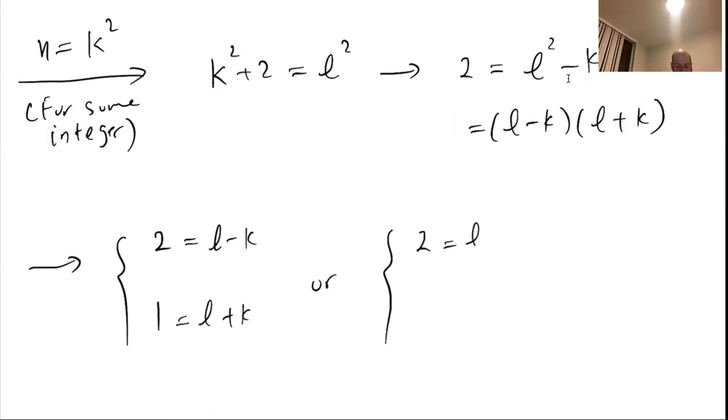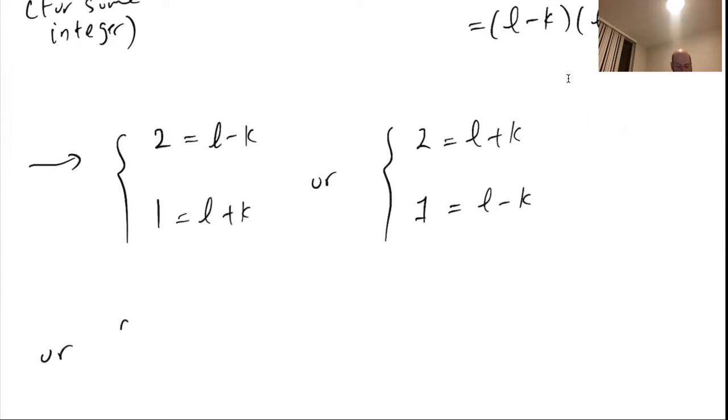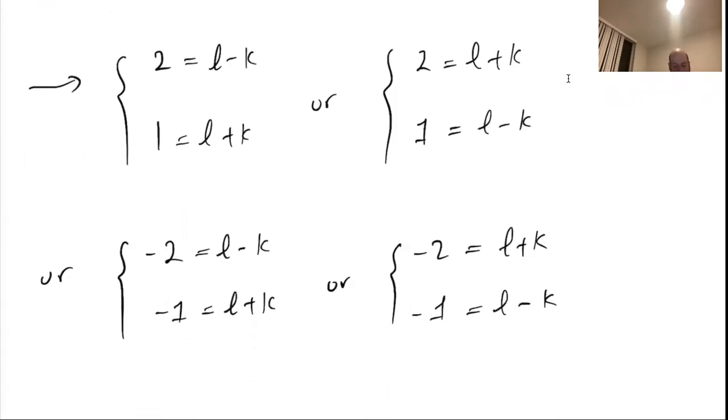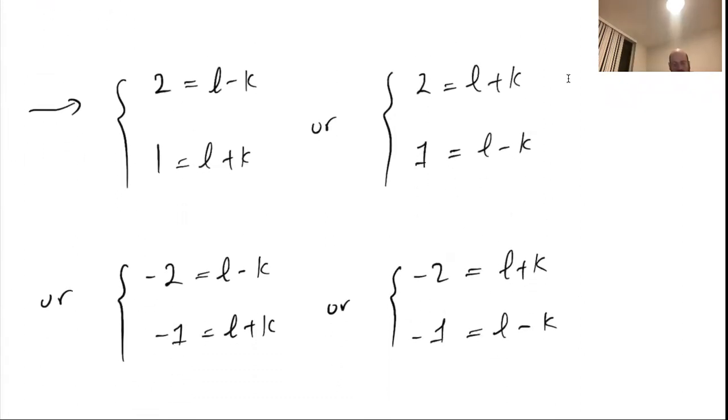or 2 equals L plus k, 1 equals L minus k, or minus 2 equals L minus k, minus 1 equals L plus k, or minus 2 equals L plus k, minus 1 equals L minus k. One of these four possibilities must happen.